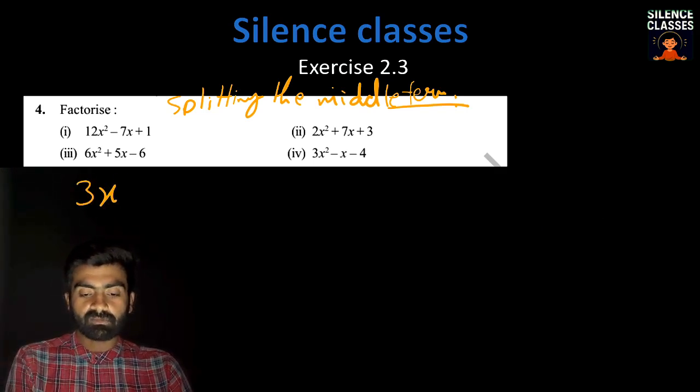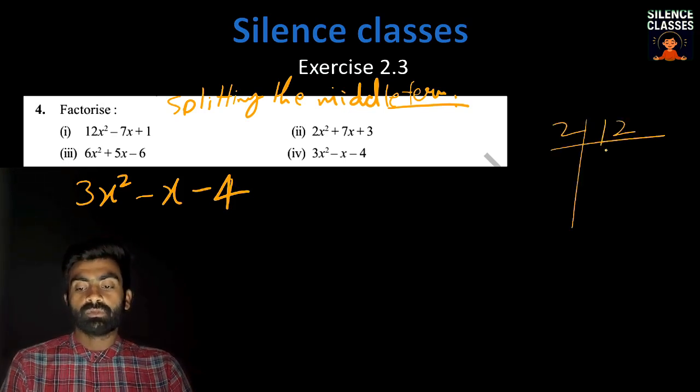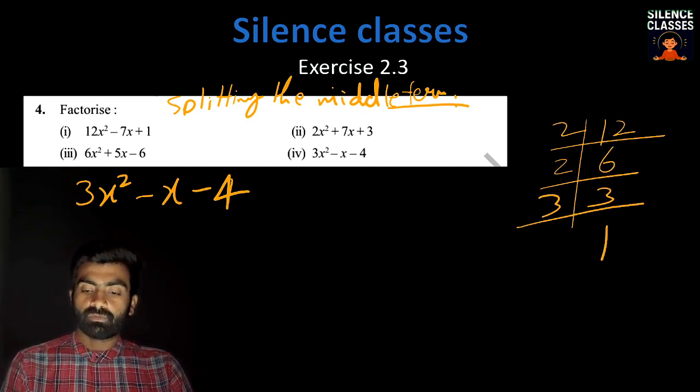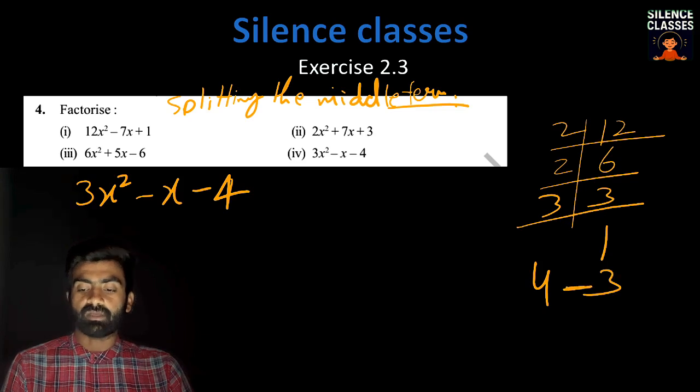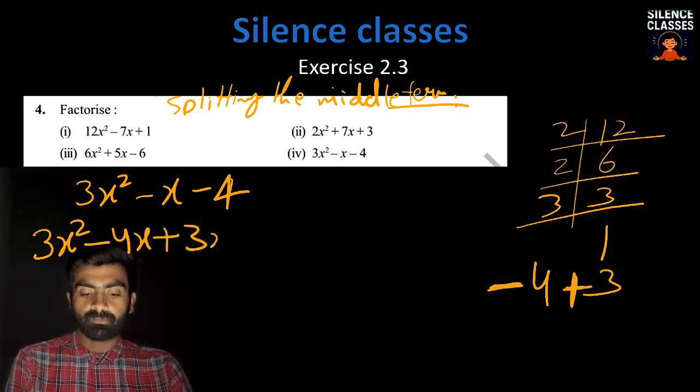So we will get 3x square minus x minus 4. 4 3s are 12, so we will get 12. 2 6 are 12, 2 3 are 6, and 3 1s are 3. So again we will get 4 minus 3. If we write it down, we will get 1. And what we have to take, minus 1 should be there, so we have to put minus sign over here. Okay, but minus minus will become plus, so we can take minus 4 and plus 3. So minus plus will become minus, so we will get 1 as answer, and we can take the sign of the greater value. So we can say 3x square minus 4x plus 3 minus 4.